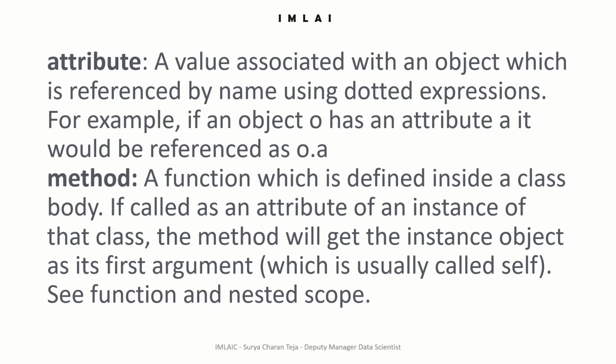Now we'll take the textbook definitions. Attribute and method, you just read it. An attribute is a value associated with an object which is referenced by name using a dotted expression. That's how we actually use this. And a method is a function which is defined inside the class. That's what I'm talking about, inside the class. That means that's where you're making a class. Similarly, when a man and woman make a new man in a laboratory, you make new attributes and new methods while defining the classes.